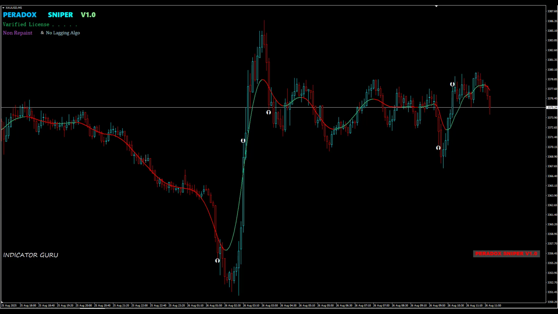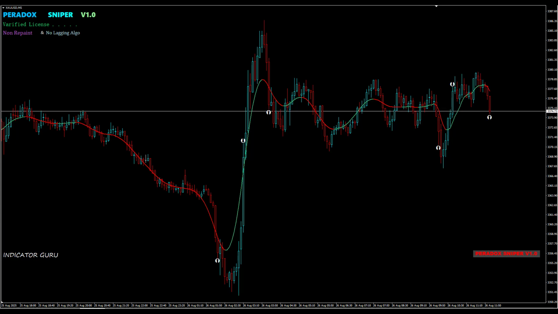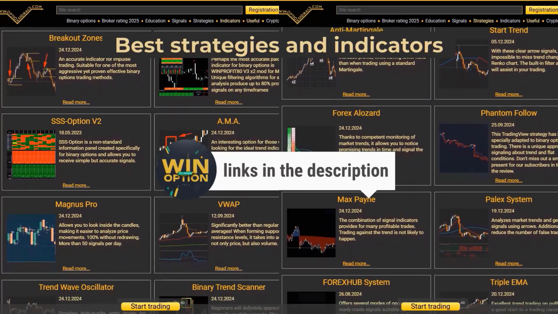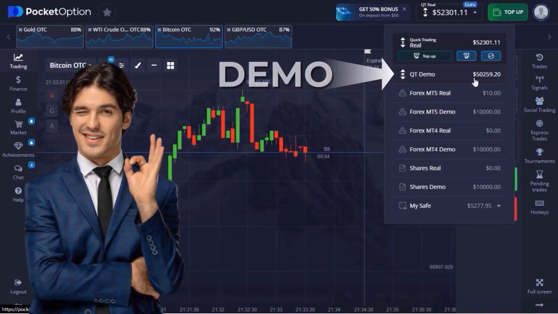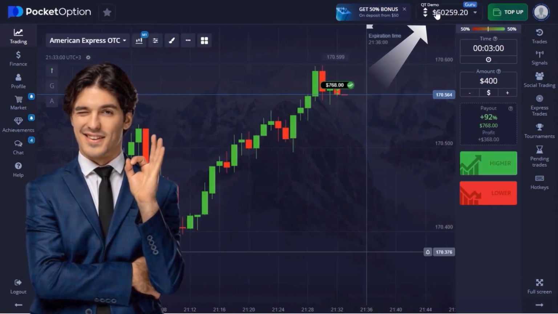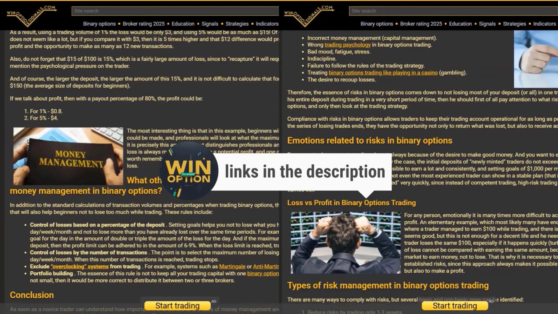The Peradox Sniper binary options indicator is a unique trend-following tool based on a proprietary algorithm. It is equally suitable for both Forex and binary options traders. Its unique formula allows for the generation of precise arrow signals without repainting, and a dynamic moving average will help avoid counter-trend trades. And remember, any strategy or indicator is just a tool that requires skillful use. Be sure to test and verify the indicator's performance on a demo account using historical data, while keeping in mind risk and capital management rules.